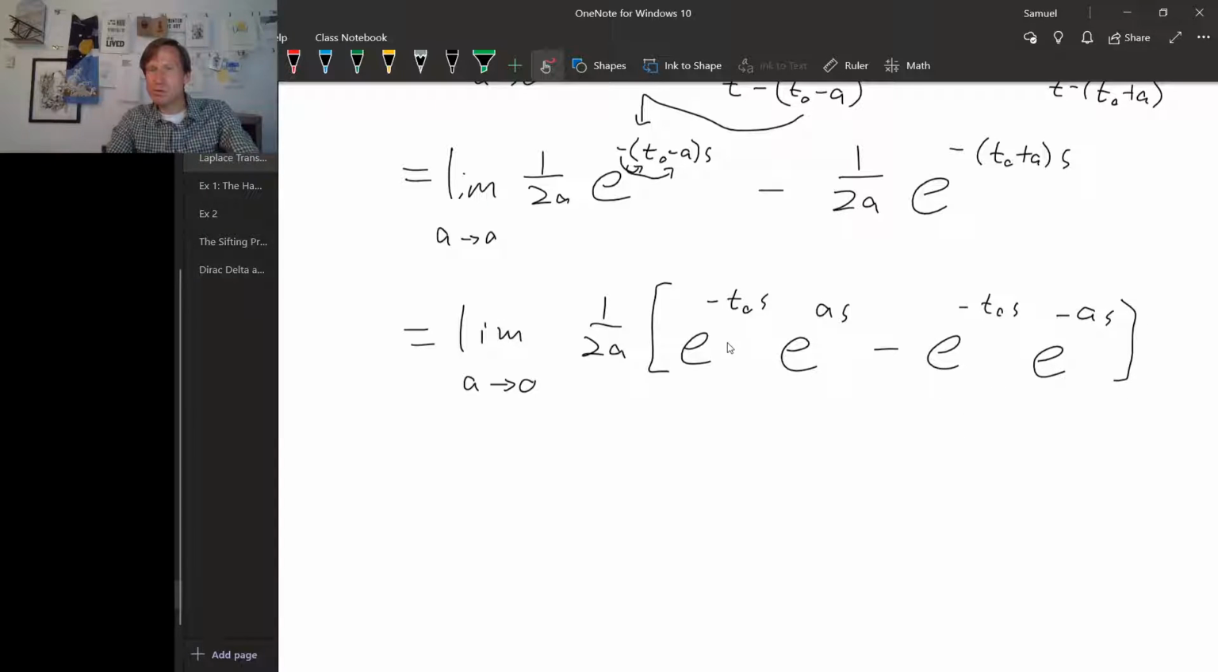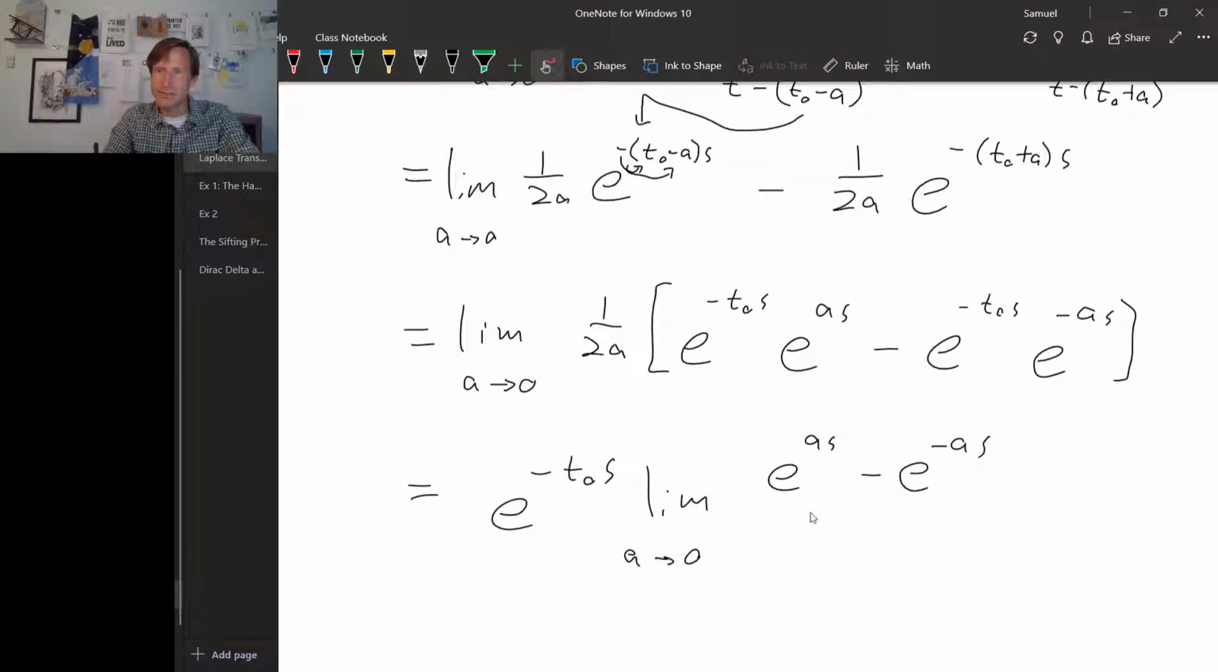Okay, well, look, now both terms have an e to the minus t naught s, so we can factor that out and even move it outside the limit, because e to the minus t naught s doesn't depend on a, so we can move it outside the limit. E to the minus t naught s times the limit as a goes to 0 of 1 over 2a. Let me write it like this. Let me write it as e to the as minus e to the minus as over 2a.